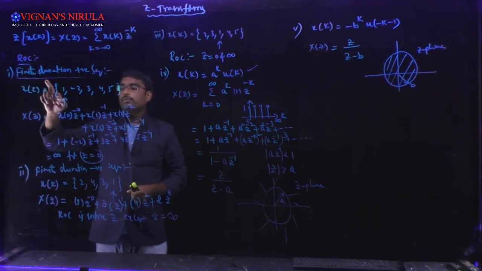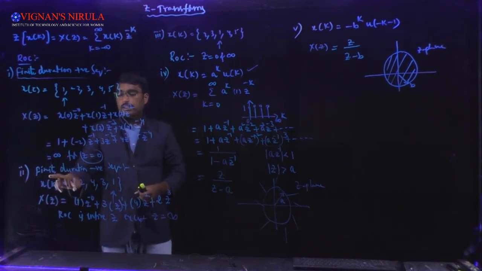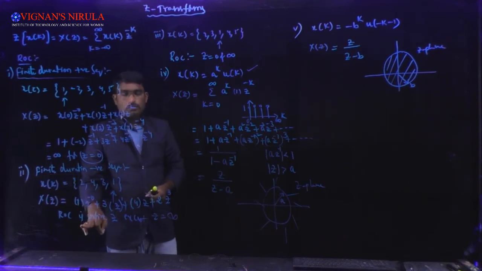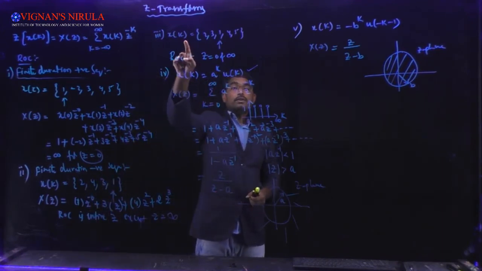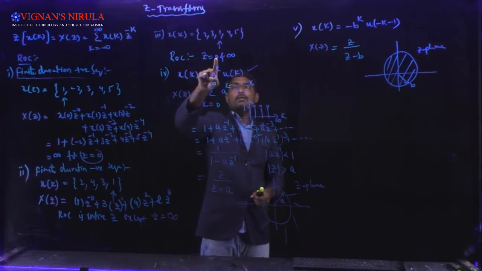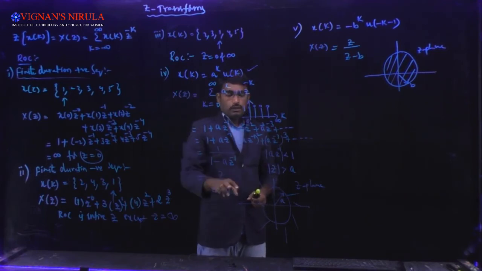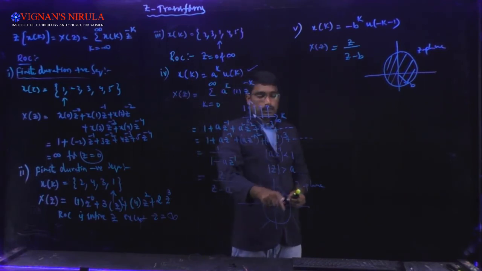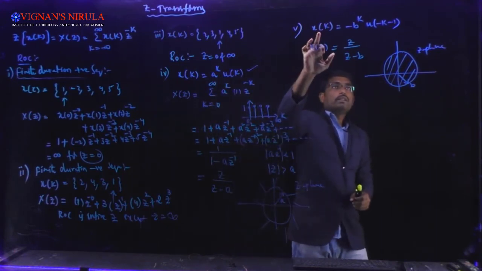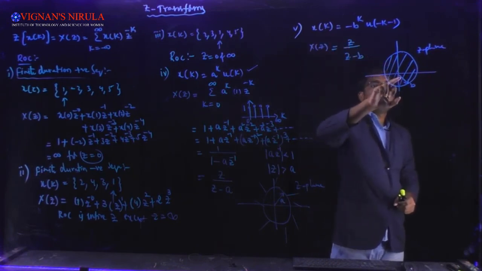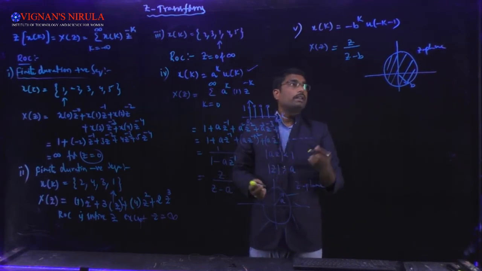For a finite duration positive sequence, the ROC is the entire z plane except at z equals 0. For a finite duration negative sequence, the ROC is the entire z plane except at z equals infinity. For a finite duration two-sided sequence, the ROC is the entire z plane except at z equals 0 and infinity. For an infinite duration positive sequence, the ROC is the exterior of the circle having radius a if the signal is a power k into u of k. For an infinite duration negative sequence, the ROC is the interior of the circle having radius b if the signal is minus b power k into u of minus k minus 1.